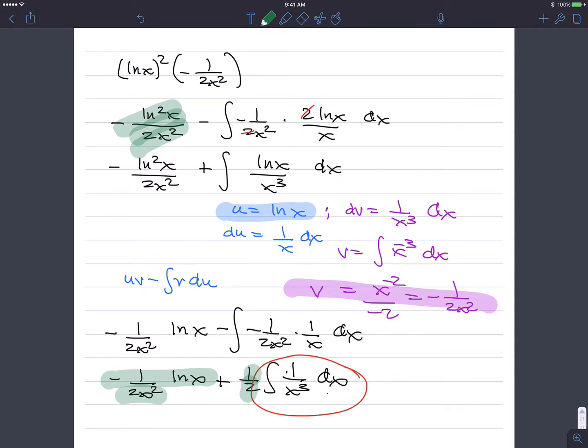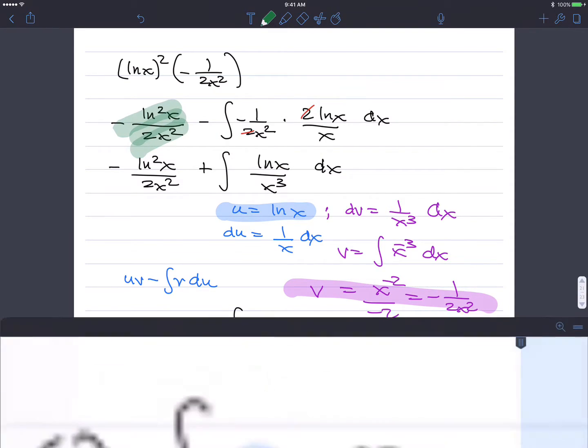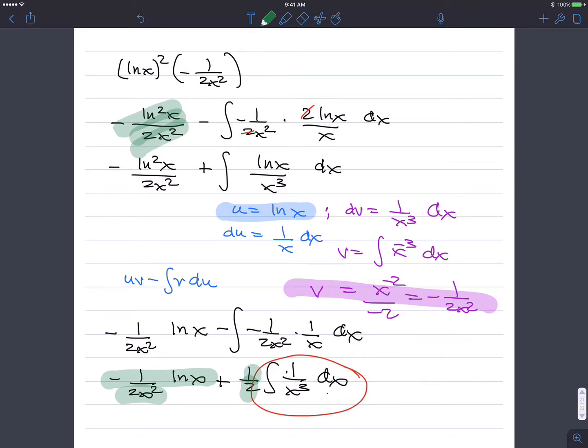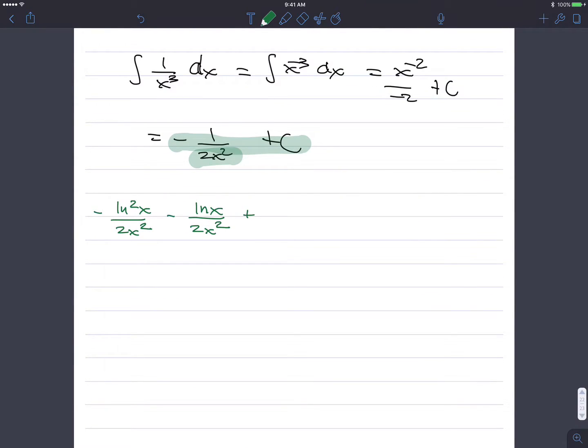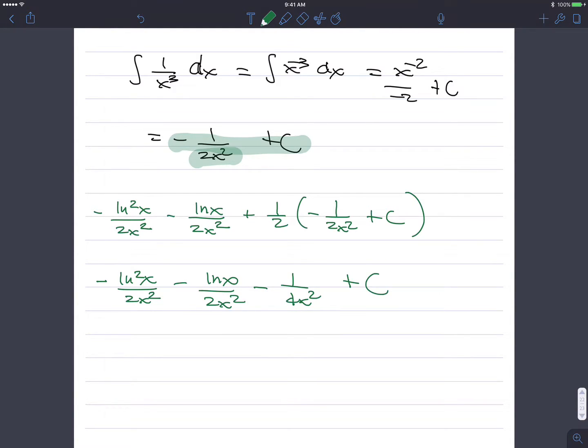Okay, let's double check. Minus ln plus 1/2 times negative 1 over 2x squared. And yes, it's plus a c, and you're going to have that constant at the end. So this is negative ln squared x over 2x squared minus the natural log of x over 2x squared minus 1 over 4x squared plus your c. And that one's done.